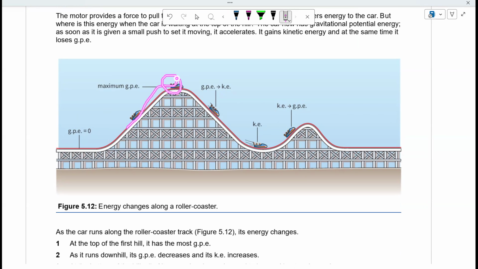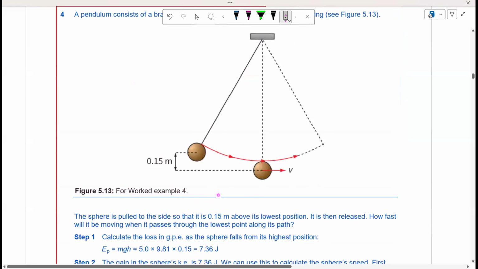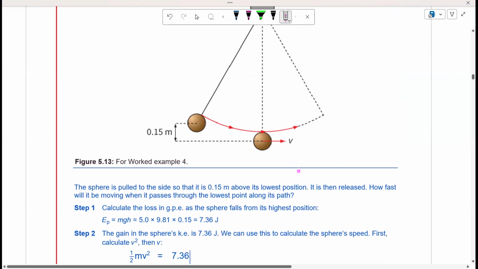Why would the kinetic energy be 0? Because at maximum height the velocity becomes 0. Then again gravitational potential would start to convert into kinetic energy, and this will keep on going, energy conversion from potential energy to kinetic energy. You guys are also familiar with this one.